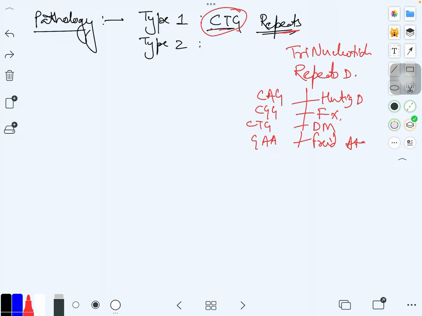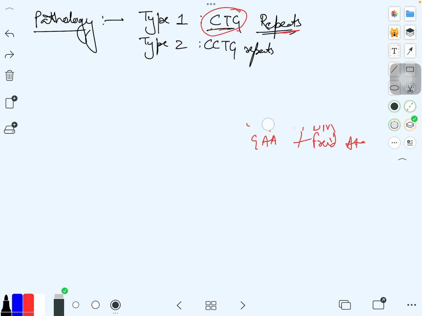So as I was saying, myotonic dystrophy is of 2 different types. In type 1 it is CTG repeats, which is much more common, and there's also one more type, which is type 2, and there are CCTG repeats. Let's erase this one just to remember. Okay, so these two are very important. Now what's actually happening?